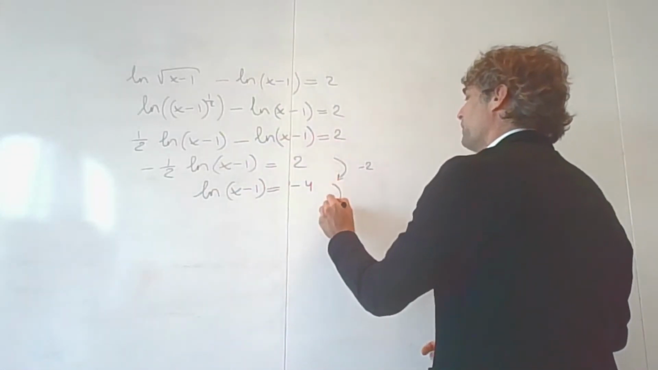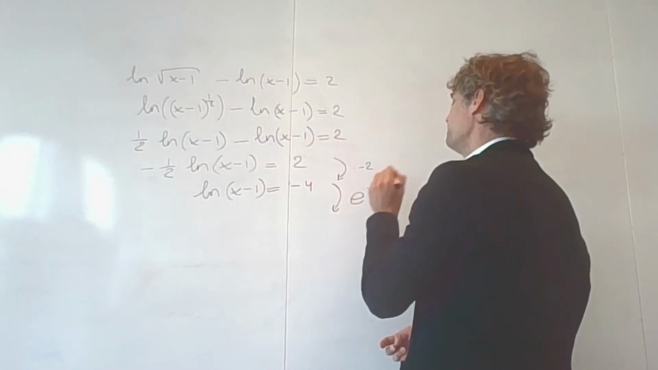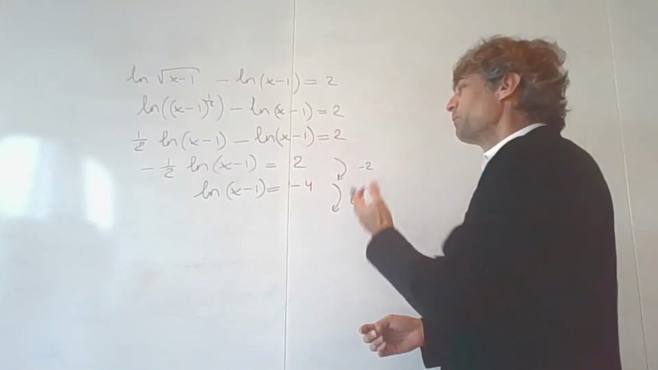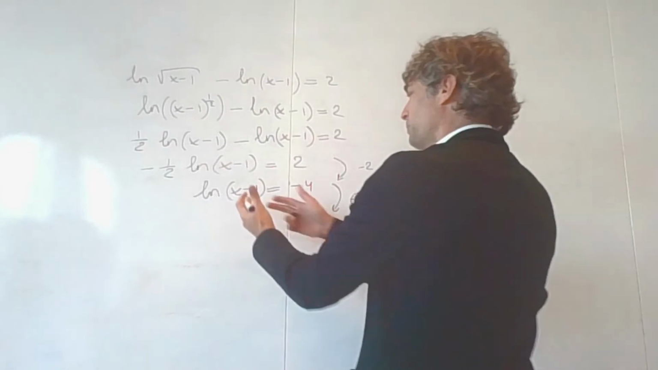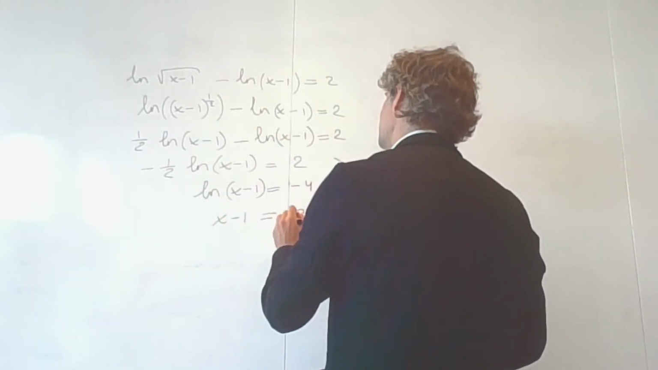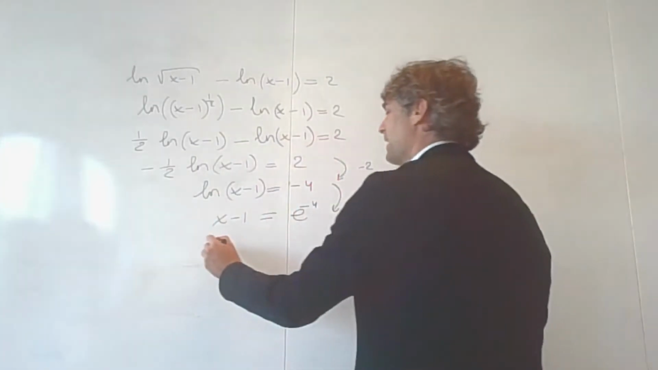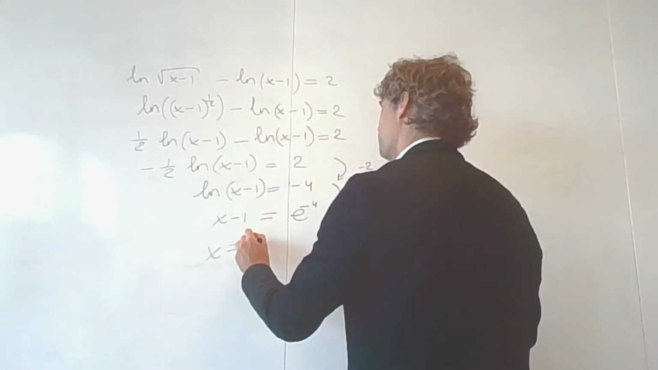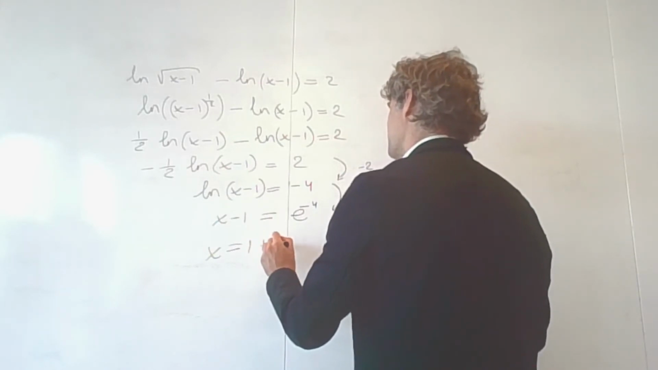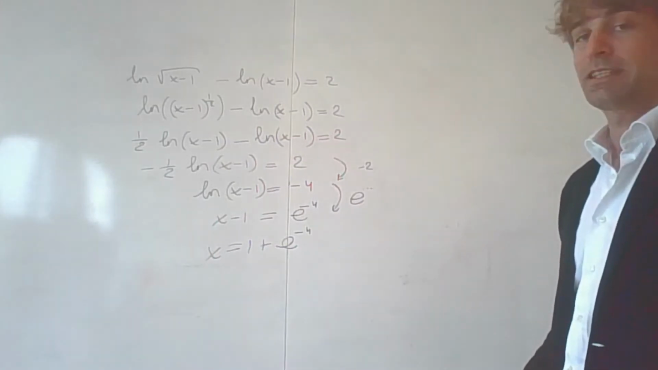Then I would like to get rid of this ln, so I do both sides to the power e. e to the power that side. So here, of course, the ln will vanish. So I get x minus 1 is e to the power minus 4. And that means x is 1 plus e to the power minus 4. That's one way to do it.